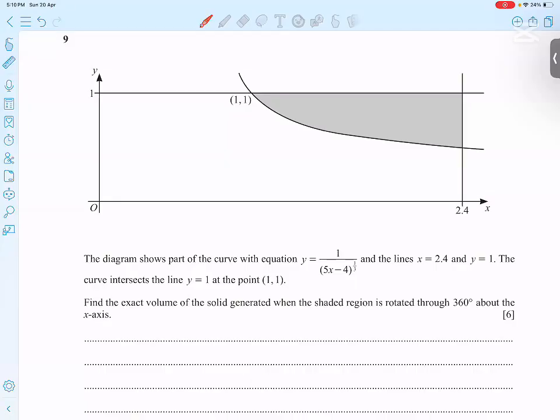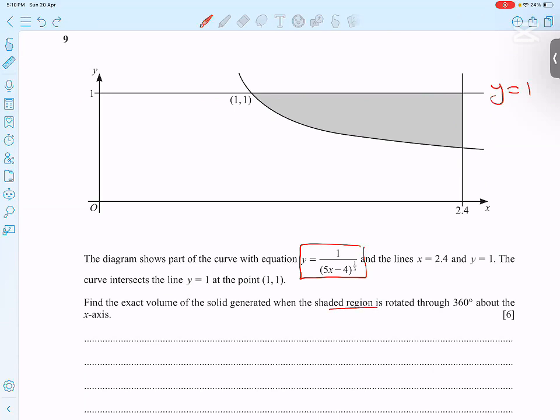Question number 9 we have, students. He's saying the curve equation is given here, you can see. And we have two lines. One is x equal to 2.4, very clear. And the other, he said y equal to 1. Luckily it's given; sometimes we don't give you this kind of thing. Anyway, y equal to 1 intersects the curve, okay? And the volume we have to find is exact, make sure exact.